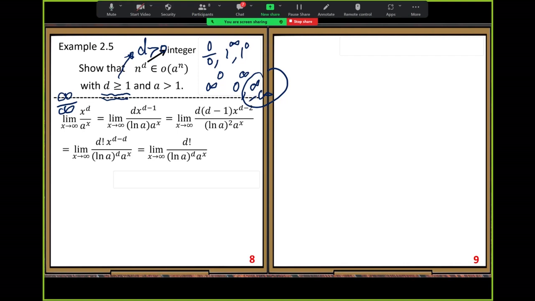We can stop. But this time, other than the constant, look at the exponential function a to the x. When x goes to infinity, the ratio is 0. So in this question, you can see we need to apply L'Hopital's rule several times.